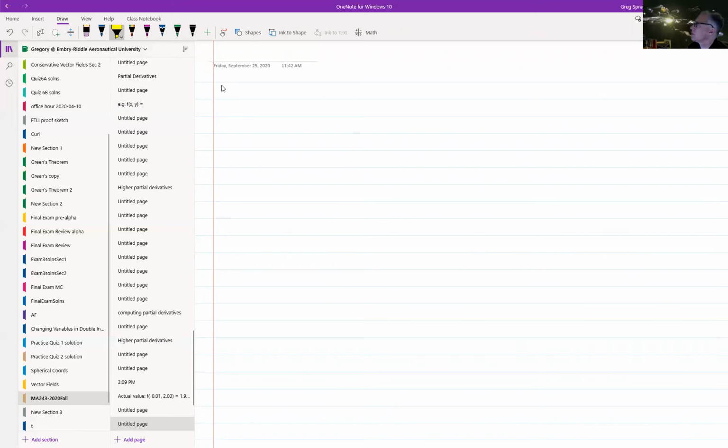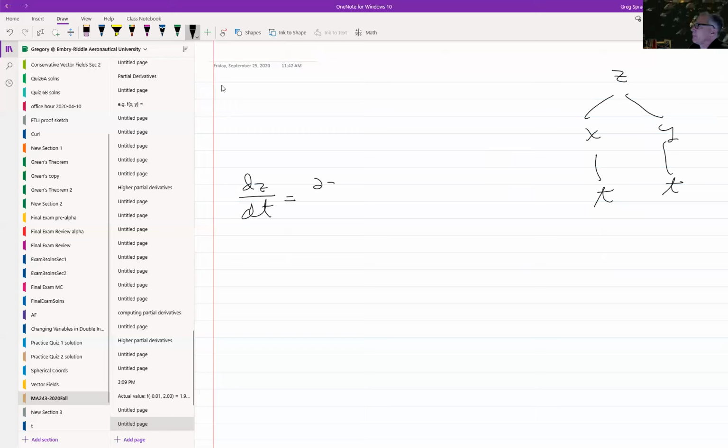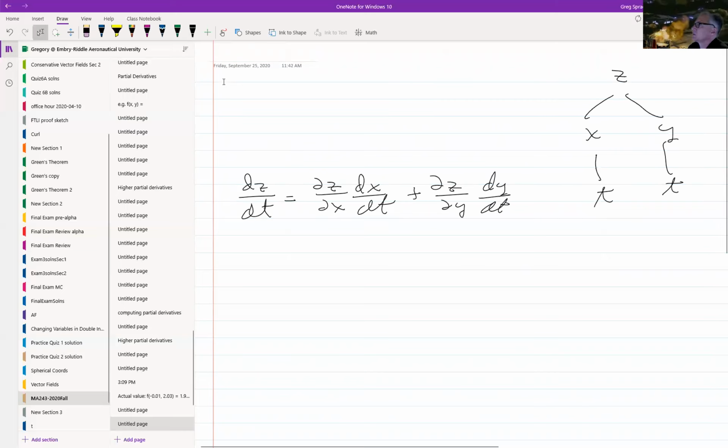I'm going to draw the tree diagram first, but not with a highlighter. So suppose z is a function of x and y, which are functions of t. Then we can think of z as a function of t. And if things are smooth enough, then dz dt exists. That's the partial derivative of z with respect to x times dx dt plus del z del y dy dt. And we write down the chain rule.